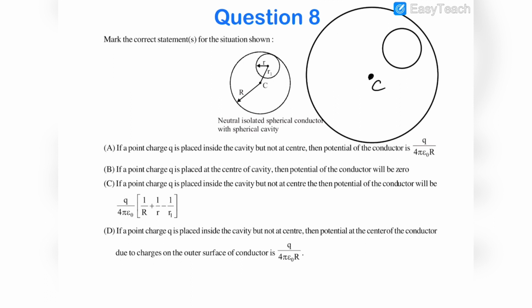Okay, now there is a charge. Now option 1 says that if a point charge q is placed inside the cavity but not at the center, then potential of the conductor is this. So let us place a point charge q inside the cavity.